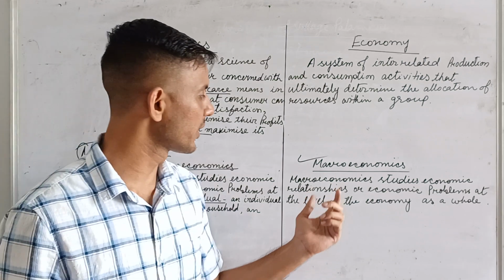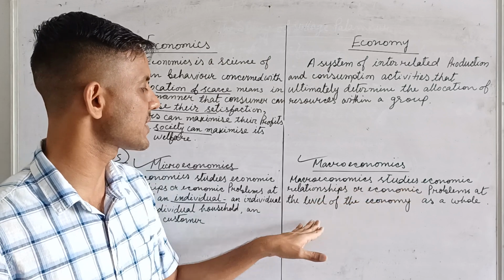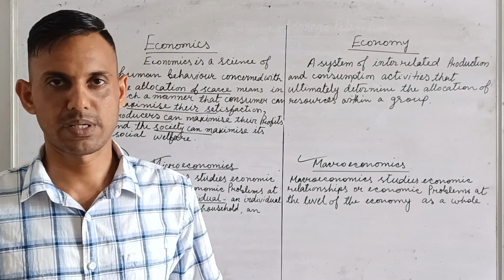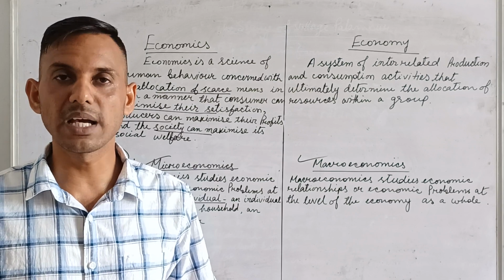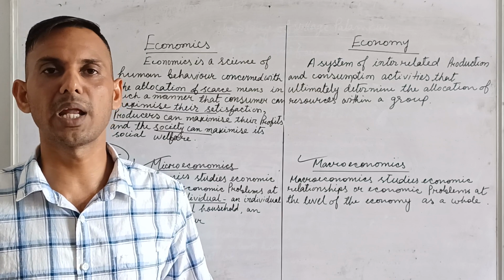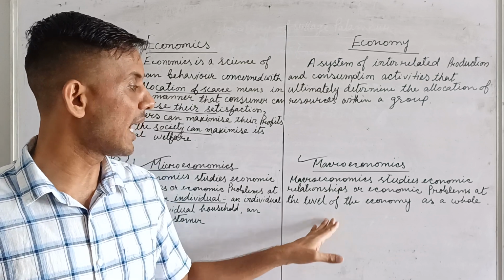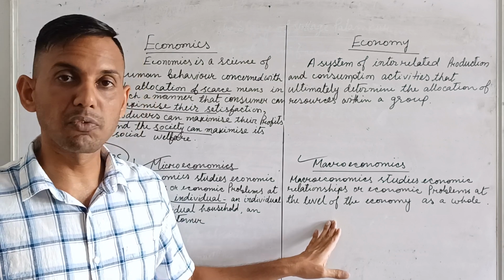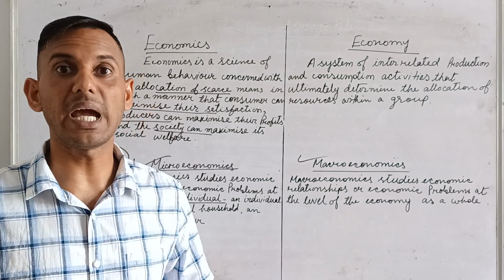Then see macroeconomics. Macroeconomics studies economic relationships or economic problems at the level of the economy as a whole. When we talk about unemployment, there are different types: seasonal unemployment, disguised unemployment, frictional unemployment, structural unemployment, educated unemployment. It's not that easy a topic. So unemployment, national income, and inflation are part of macroeconomics. It means the economy as a whole.